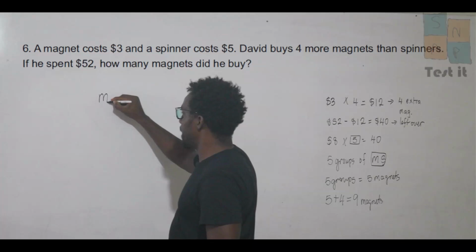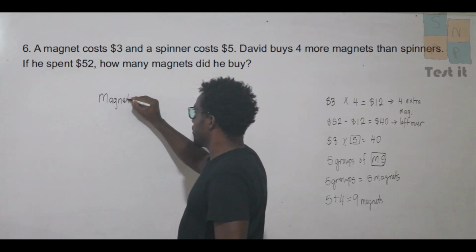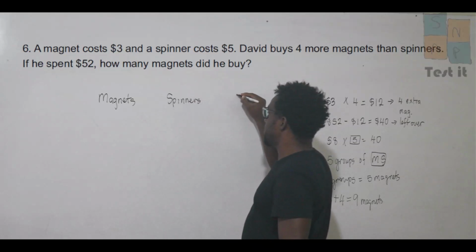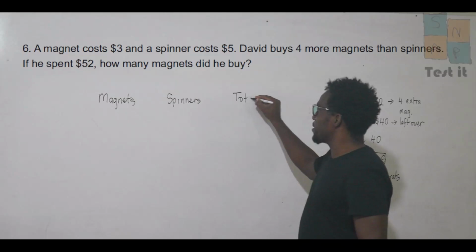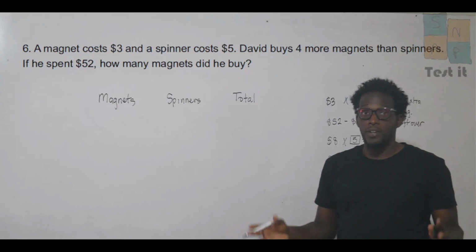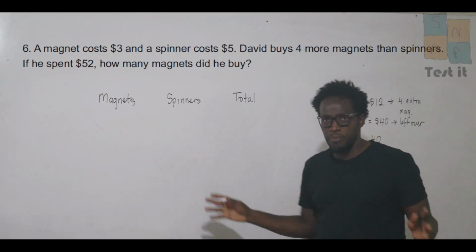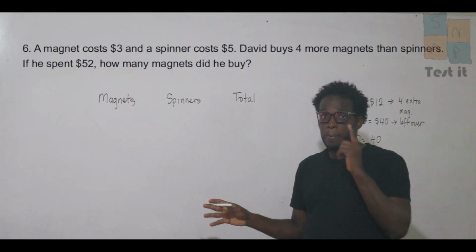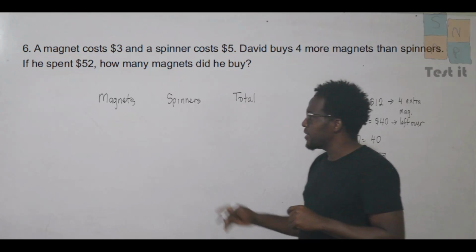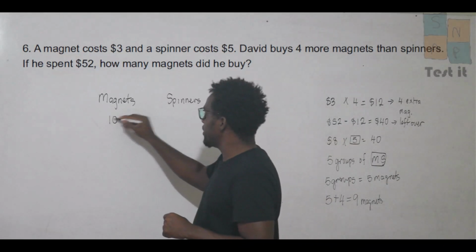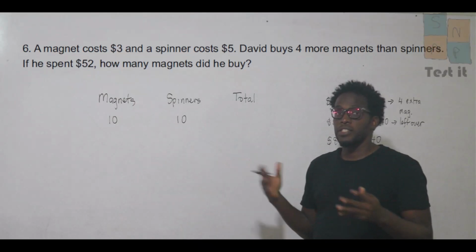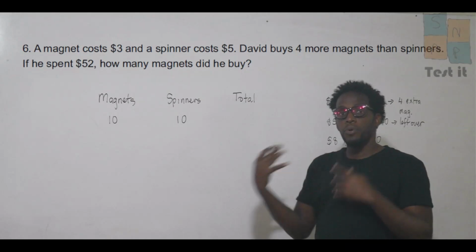So we're going to have magnets, we're going to have spinners, and we're going to have, well, our test. We can think of our test as the total cost of magnets and spinners. And we're going to guess. Now, how do we guess? Let's just guess the number of magnets, guess the number of spinners. But remember, there are 4 more magnets than spinners, so we have to be careful how we guess. That means if we were to guess something like 10 and 10, this would make no sense because these magnets and spinners are the same amount.